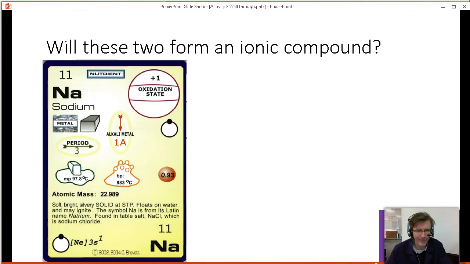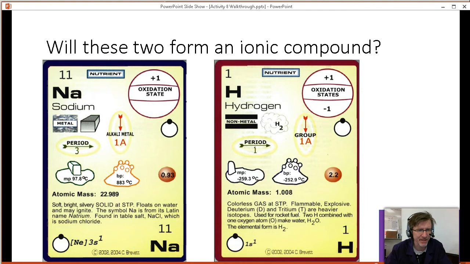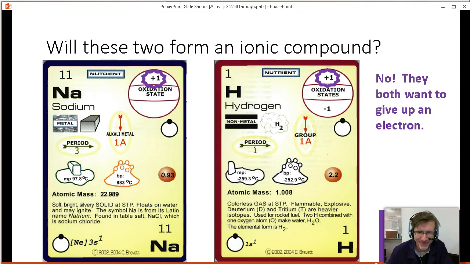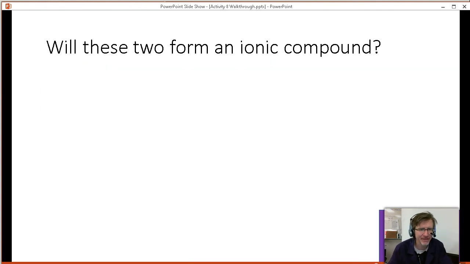Sodium. Will sodium form an ionic compound with hydrogen? Let's see. Sodium mainly wants to give an electron. Hydrogen just wants to give an electron. 2 things that just want to give all the time and never take. You know, that doesn't work either. If they both want to give an electron, there's no way they'll partner together. Alright, how about these 2?